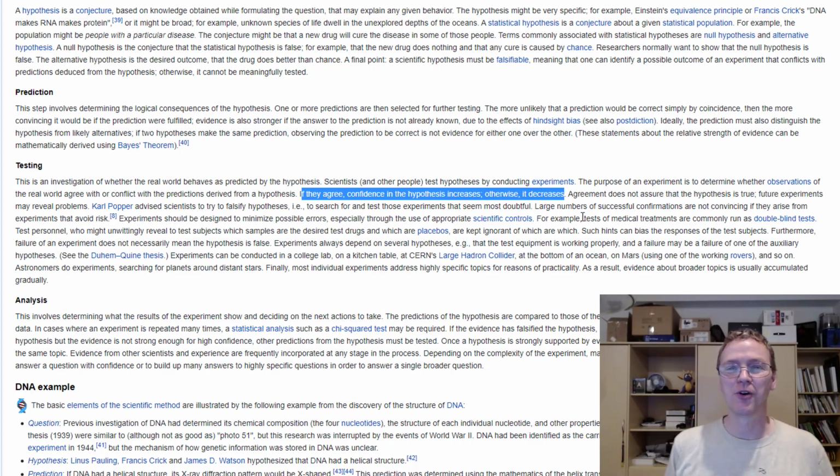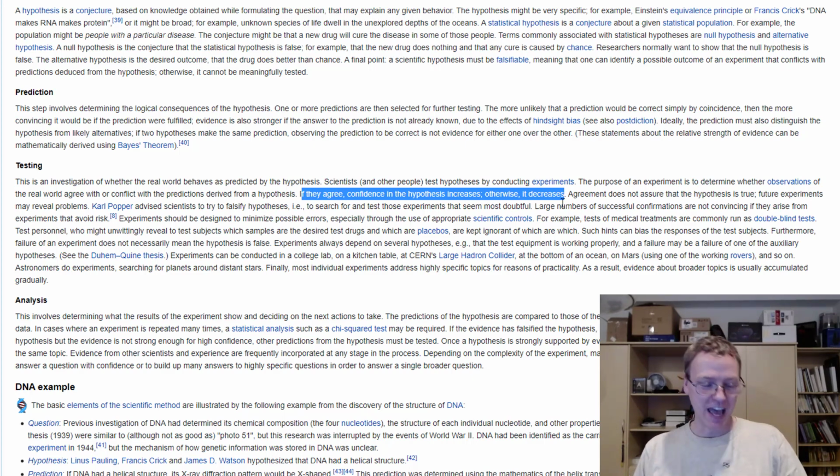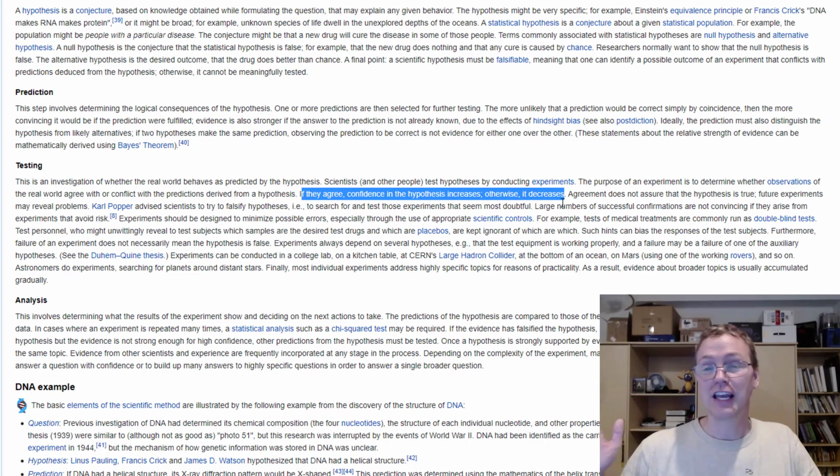Sounds a little bit more nuanced than what Feynman had to say. You know what? I love Feynman, and I love that quote from Feynman, and I'm going to stick with it because it's fun, it's simple, it's understandable. But the truth is here. The truth is what Wiki has to say.